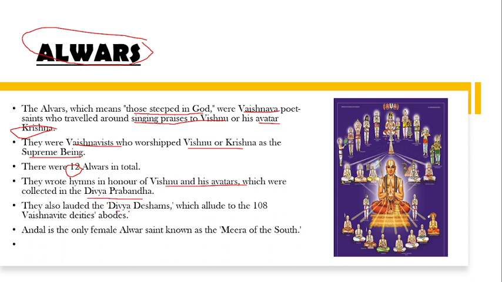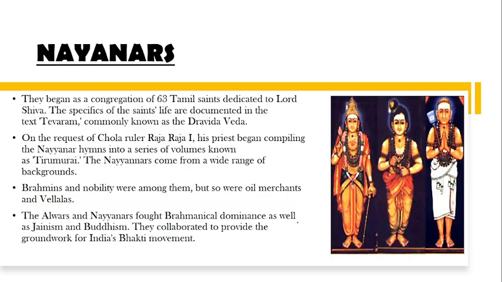They also lauded the Divya Deshams, which allude to the 108 Vaishnavite deities' abodes. Andal is the only female Alvar saint, who was known as the Meera of the South.